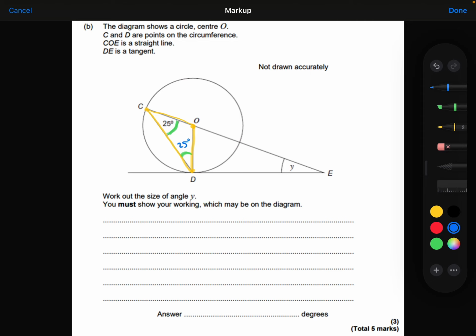Which means I can now work out the angle COD, because I can do 180, take away 25, take away 25, which is 130. Now remember that we were told that COE is a straight line, which means that I can now work out this angle DOE by doing 180, take away 130, which is 50 degrees.